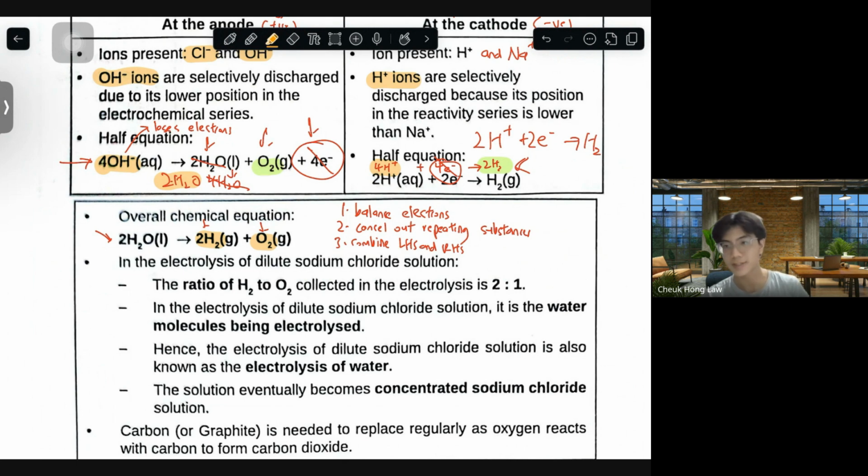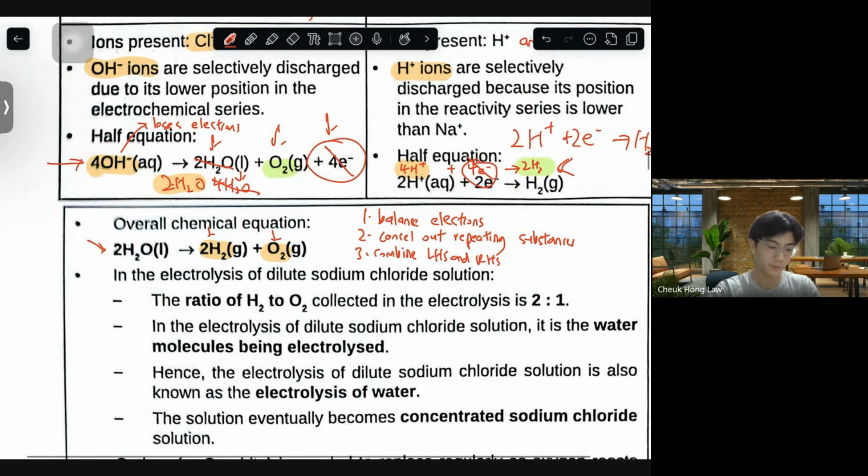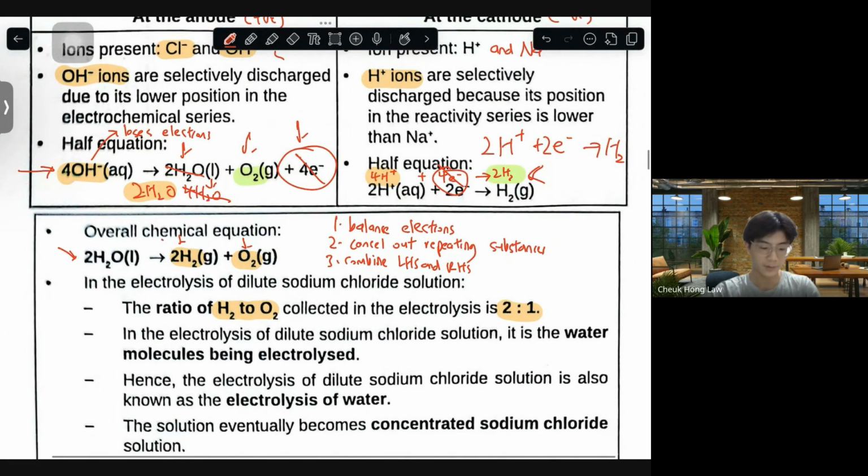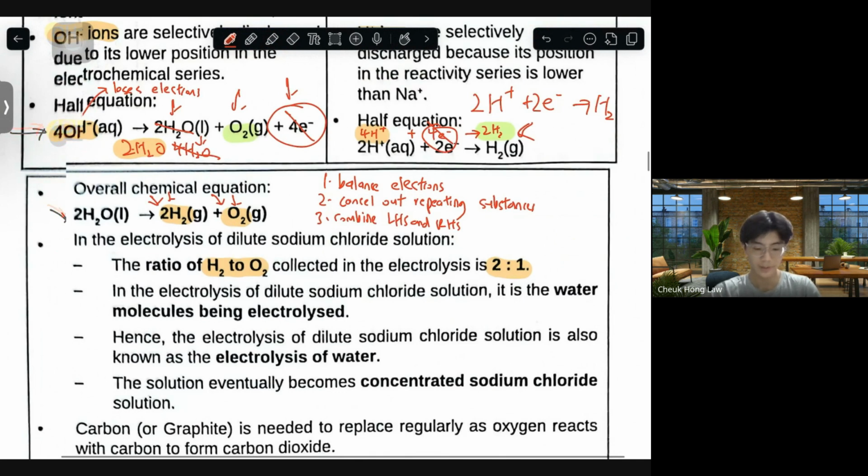Okay, we have a question. Why does the overall equation not contain H2O? There is H2O here, 2H2O. Okay, so what do you mean by doesn't contain? We have 2H2O to give you 2H2 plus O2. So the ratio of H2 to O2 is 2:1. That means during electrolysis, you always have 2 times the number of moles of hydrogen compared to oxygen. That will be the same throughout. So we can tell the ratio.